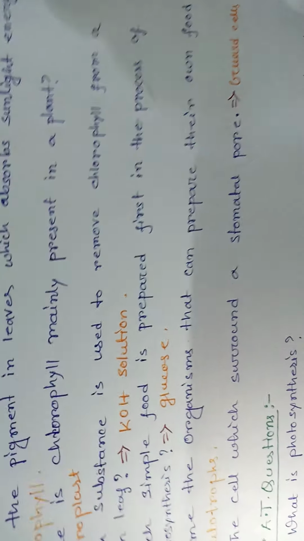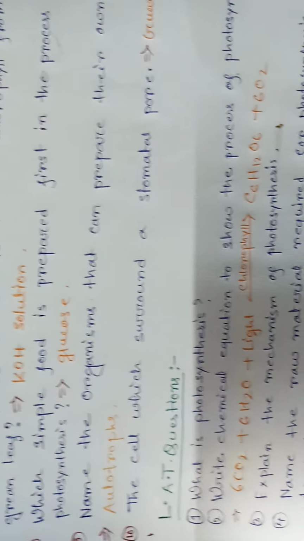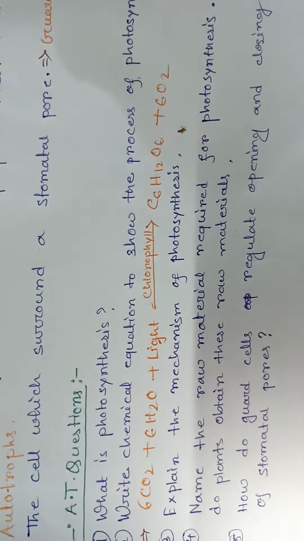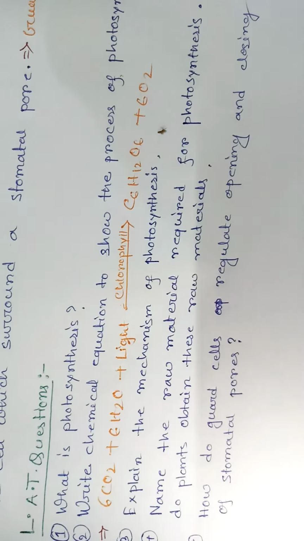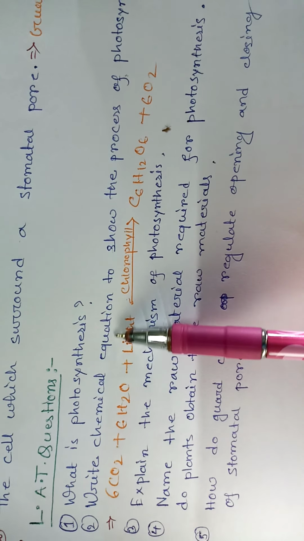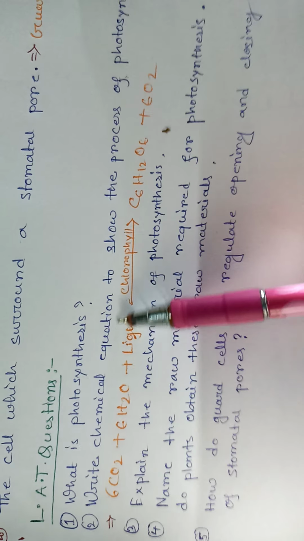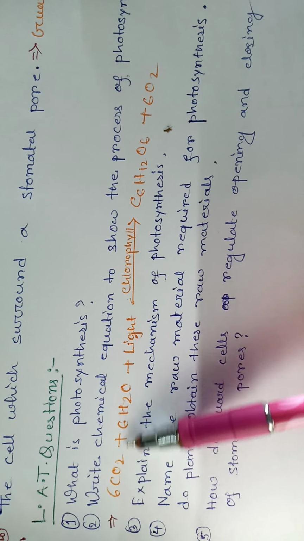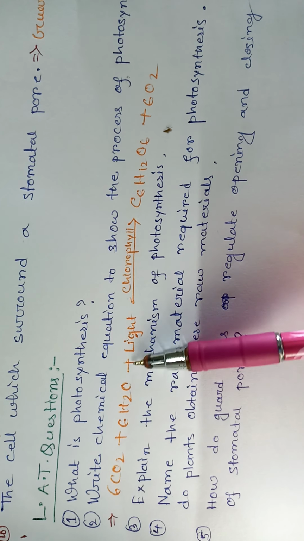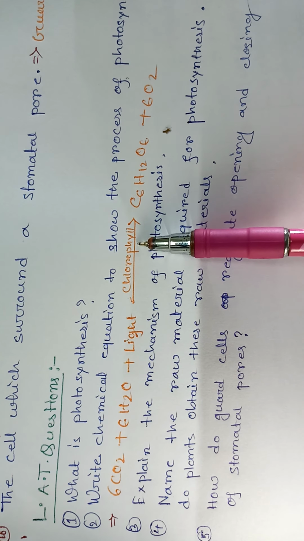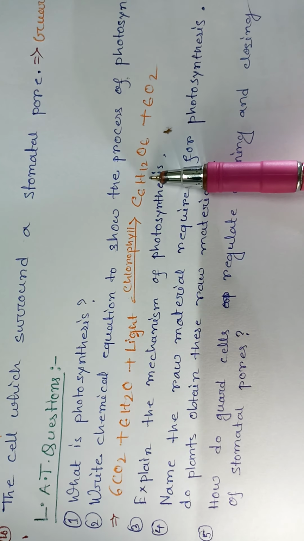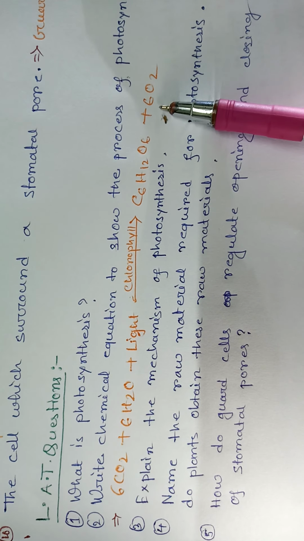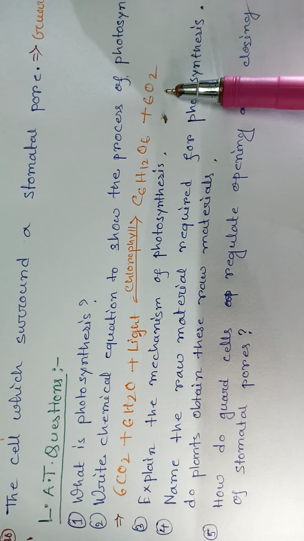Now I will tell some long answer type questions which basically come into the exam. These are: what is photosynthesis? All of you know. Second, write the chemical equation to show the process of photosynthesis. Yes, this is here: 6 molecules of carbon dioxide, 6 molecules of water and light energy, through the chlorophyll, can produce glucose C6H12O6 and 6 molecules of oxygen.